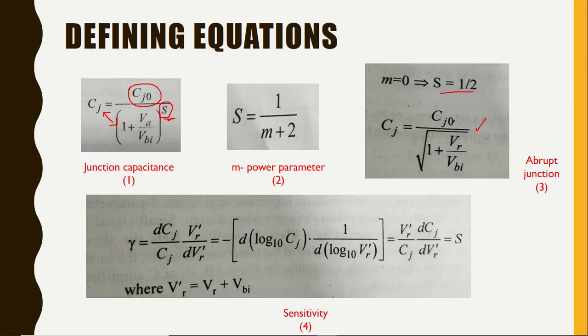Now this is a formula for sensitivity. Sensitivity means how much the capacitance varies with respect to voltage. This is actually inversely proportional, so it has to be C into 1 divided by V. Decrease in voltage, increase in capacitance, so it has to be an inverse relation. That is why we have dCj by Cj. Actually it will be 1 divided by dVr divided by Vr. This is the voltage of the varactor diode.